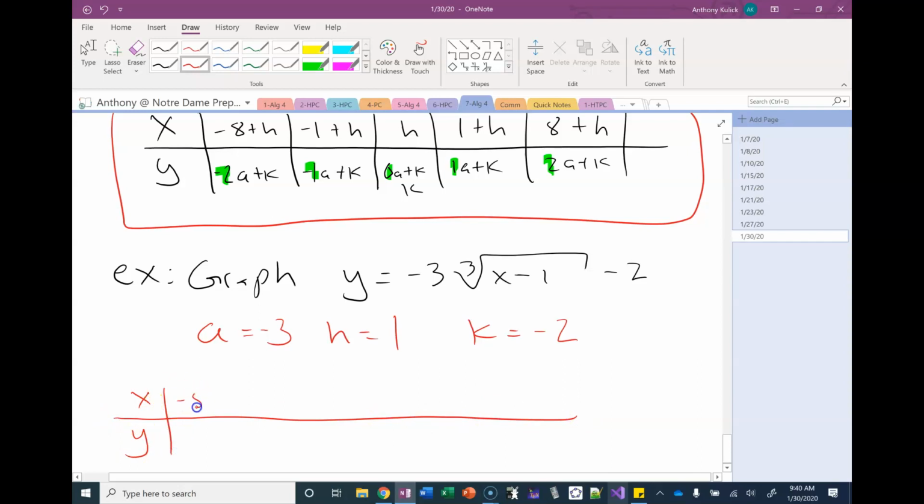Okay, I'm going to use my table that we just made now to find my x and y coordinates. So my x's are going to be -8 plus 1, -1 plus 1, 0 plus 1, or just 1, 1 plus 1, and then 8 plus 1. And then the y coordinates are going to be -2 times -3, and then rather than writing plus a -2, I'm just going to write the subtraction. Then I have -1 times a plus k, really just k on the next spot, then I have 1 times a plus k, and 2 times a plus k.